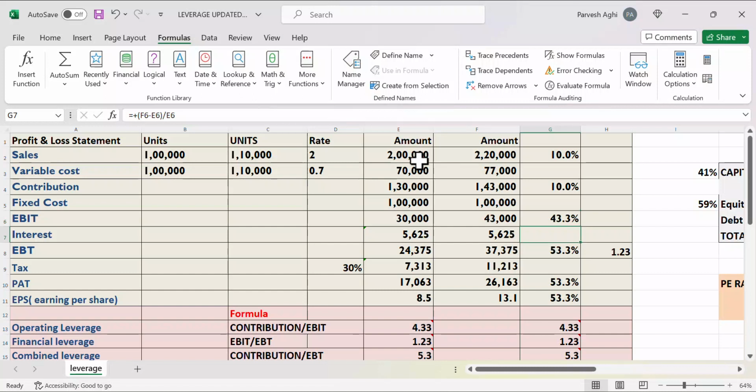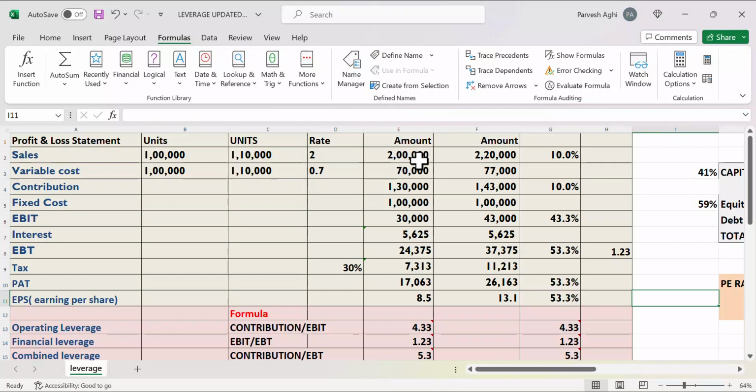Now, their interest has also not gone up, which is the leverage part, because they have taken a loan. So the loan remains the same. Look at the EBT. It has gone up by 53%. Look at the PAT. It has also gone up by 53. Look at the EPS. It has gone up by 53%. So earning per share has gone up from 8.5 to 13.1.